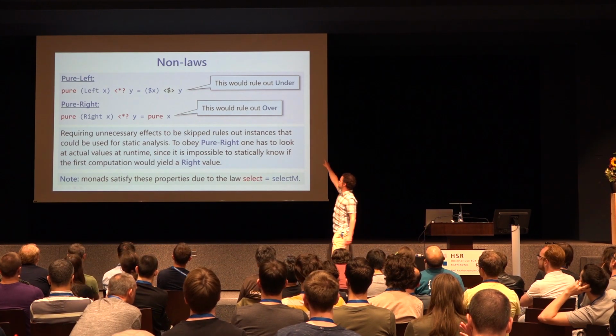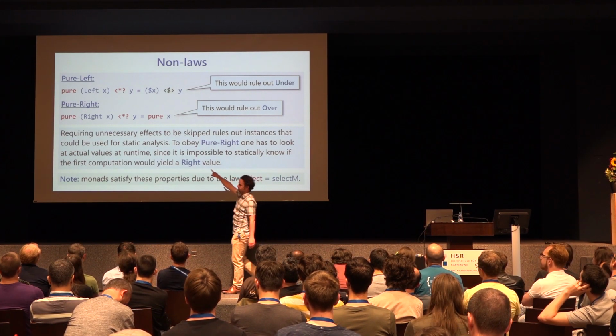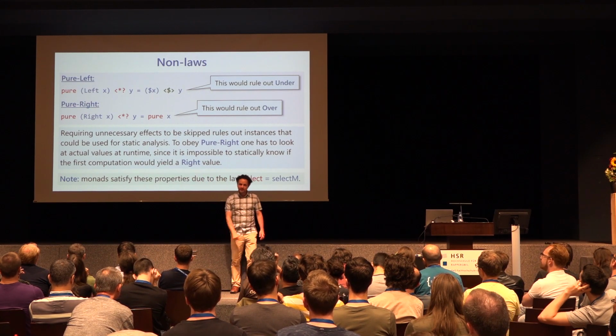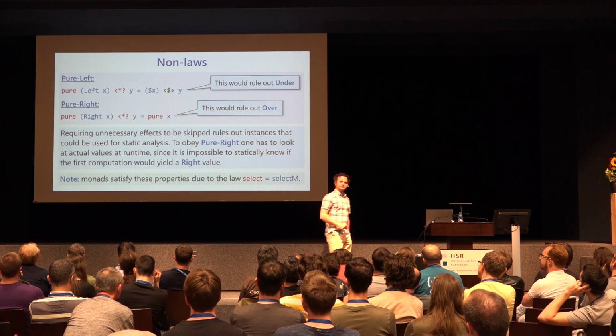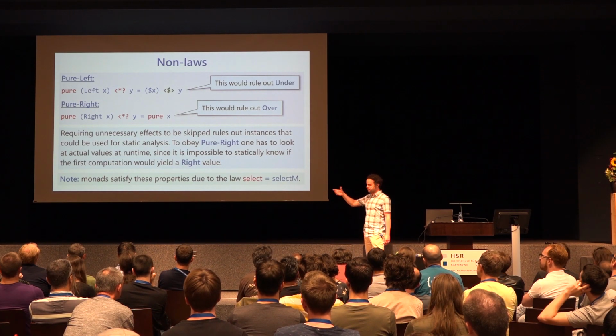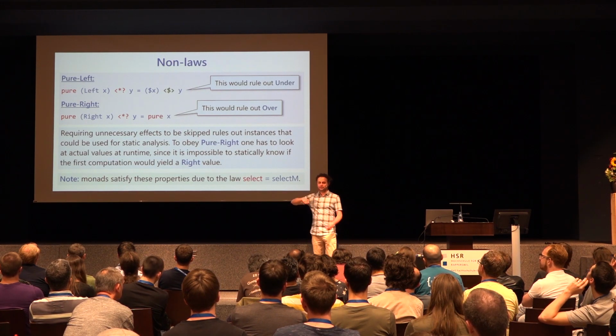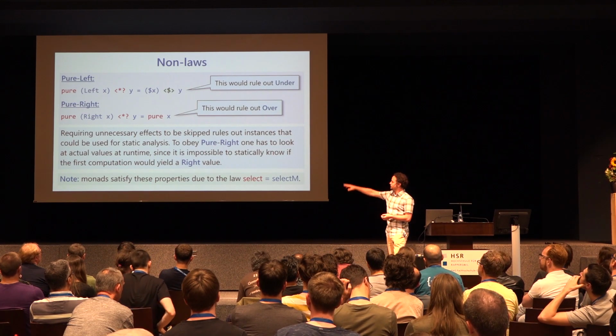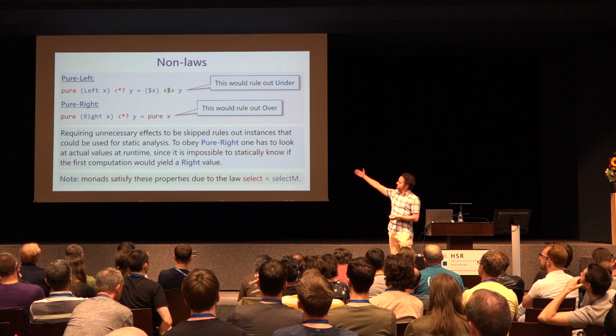So if we have this law, it would rule out under, and there's a symmetric law for pure right, which would demand to skip unnecessary effects. If you've got a right B value, then you know that you don't need this second argument. You just return it as is.